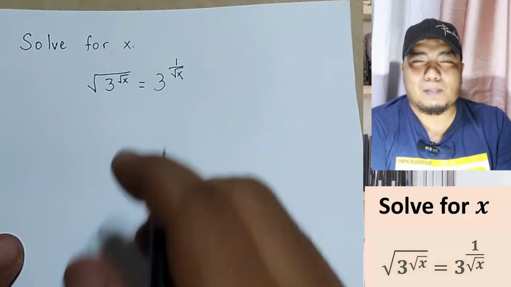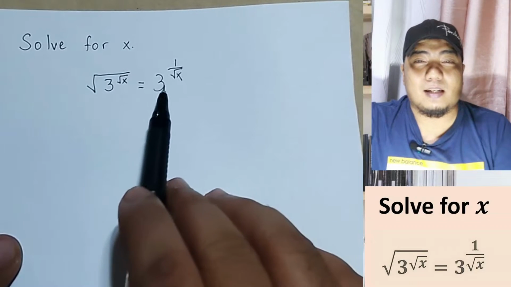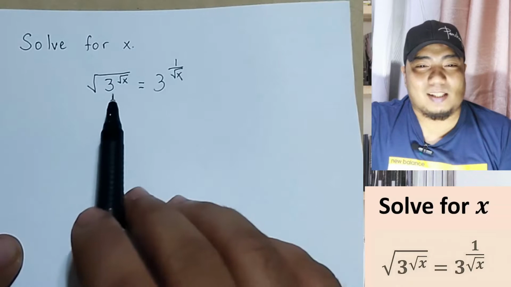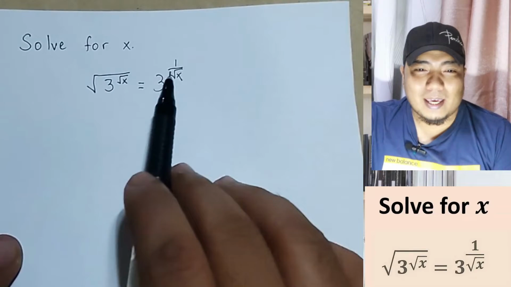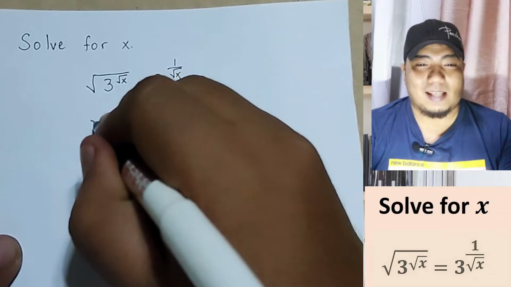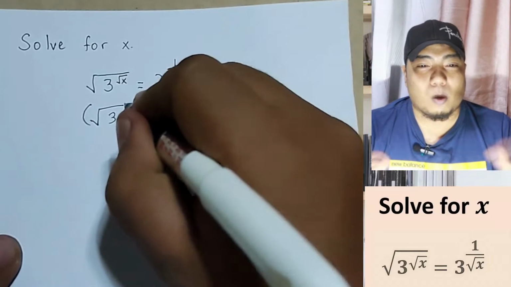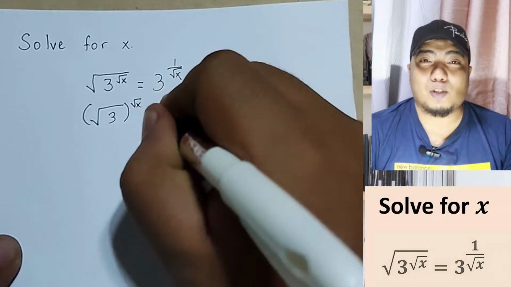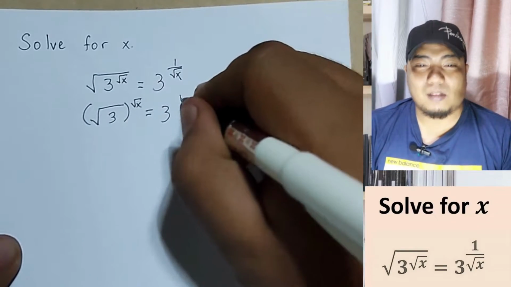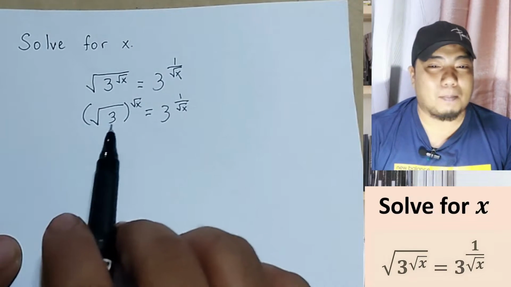So first things first, my dear math learners, we will be applying our learnings in the law of radicals. So in the left side, we can put our square root of x outside the parenthesis. So giving square root of 3, the quantity of square root of 3 to the power of square root of x is equal to 3 to the power of 1 over square root of x. Just the same, just copy the right side.